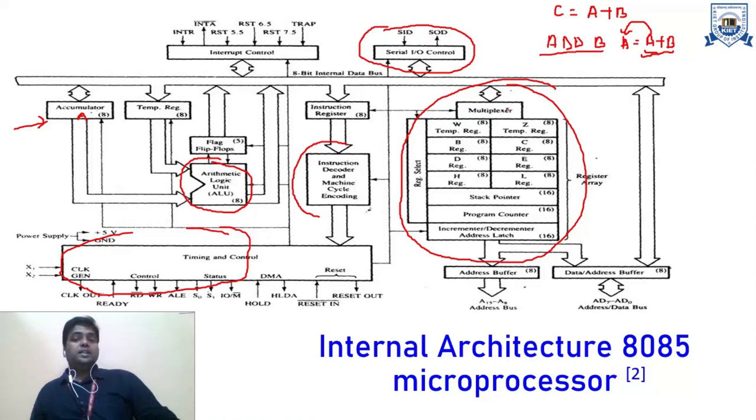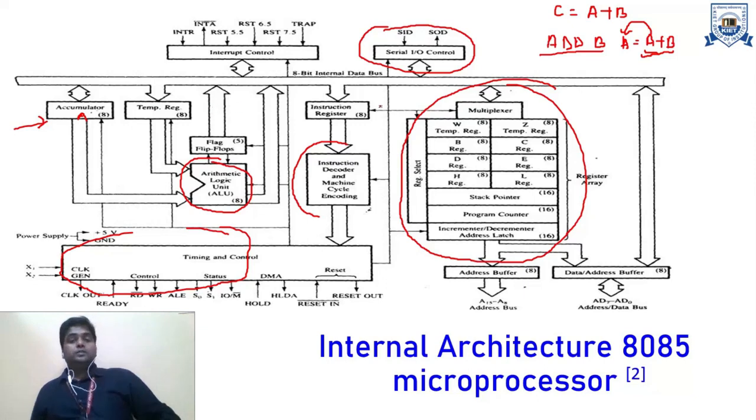So that's why in the arithmetic and logic unit, the first operand is always available in register A. The first operand is provided by register A, and the second operand is provided by the temporary register. And in this temporary register, the register B content is moved.